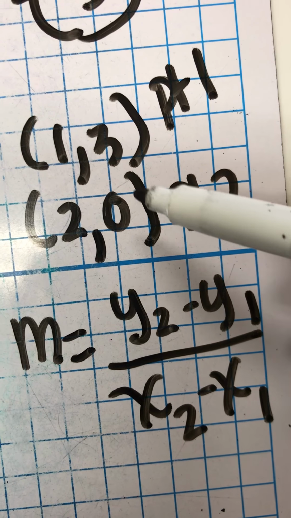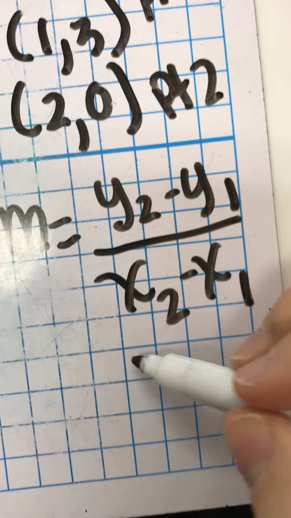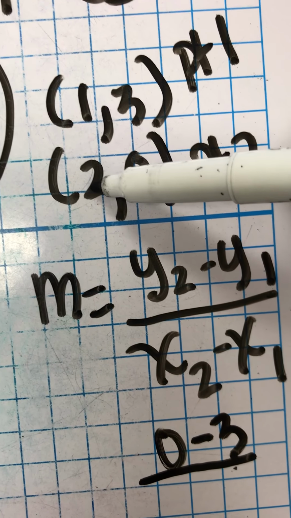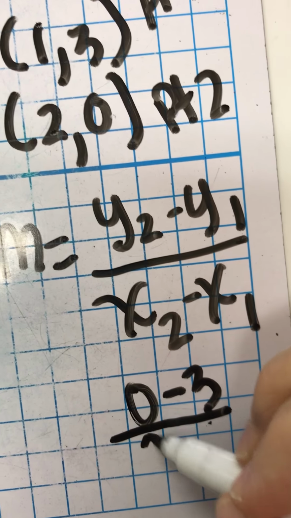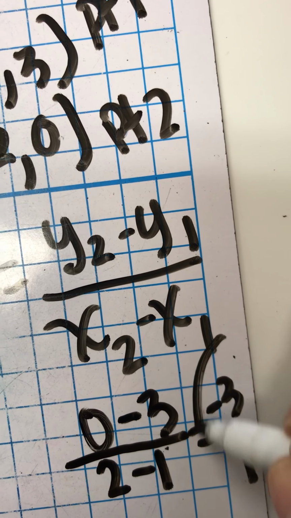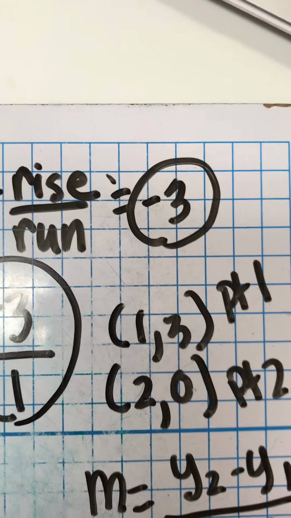My change in y is 0 minus 3, y2 minus y1. My change in x is this minus this, 2 minus 1, and I get -3 over 1. It's the same answer that I got up here. Slope is -3.